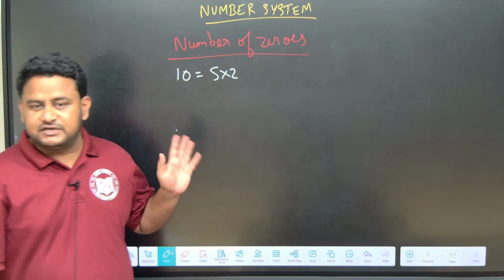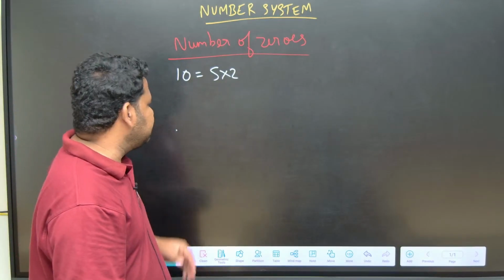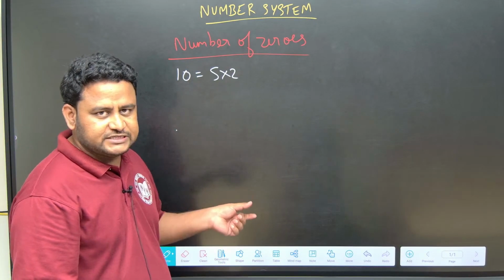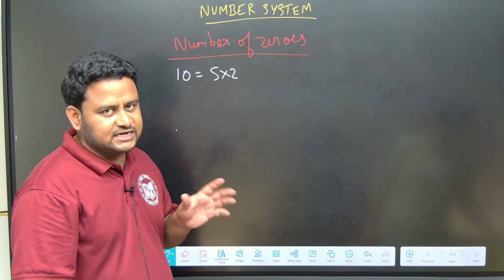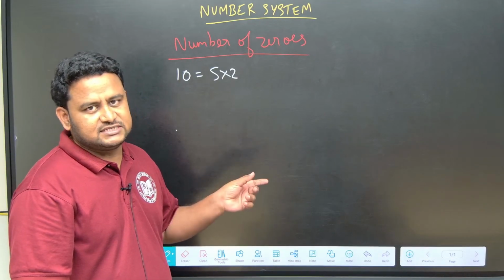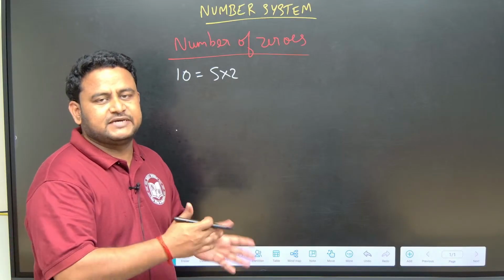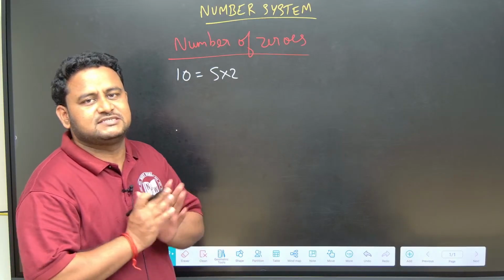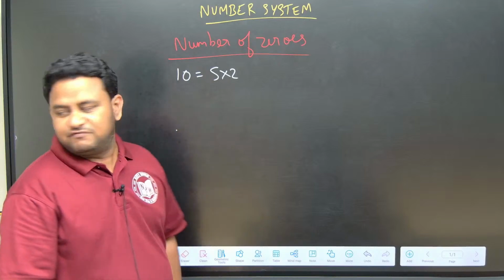So, at the end of the digits, we have to focus. After 0 to 9, there are single digit numbers. Initially, that is 0, that 0 we will not count because that makes no sense. After that, the first number which has 0 is 10. We can write it as 5 into 2.